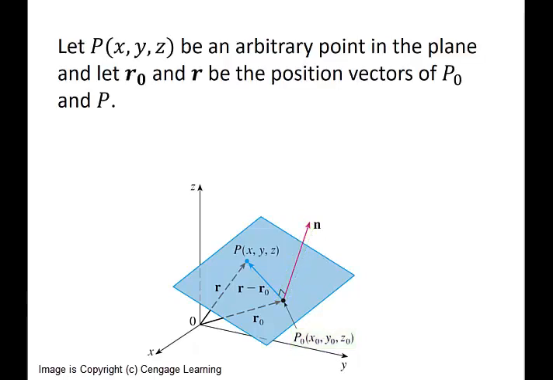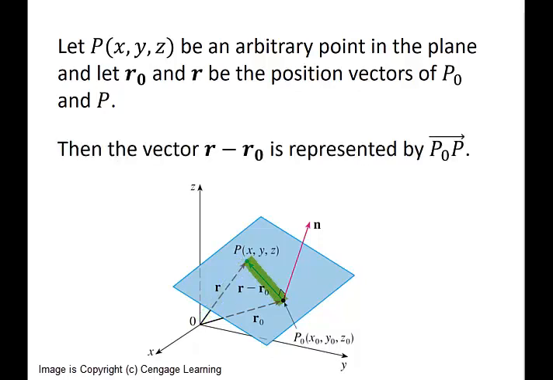Now, if we let P be another arbitrary point in the plane, and let r naught and r be the position vectors of the points P naught and P. So r naught is the vector that starts at the origin and ends at the point P naught, and r is the vector which starts at the origin and ends at the point P. Then the vector r minus r naught is represented by the vector P naught P, the vector that starts at P naught and ends at P.